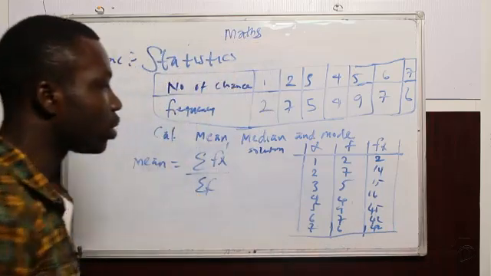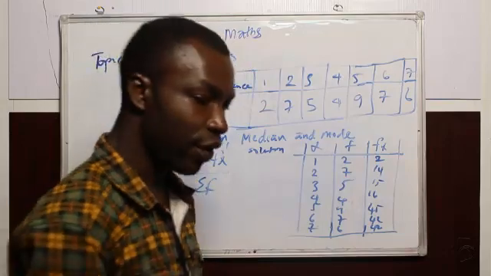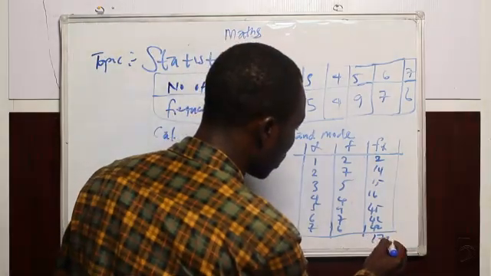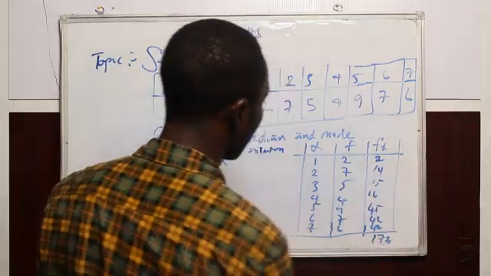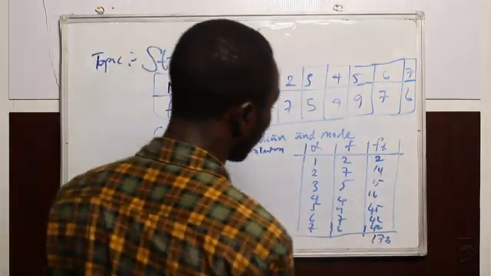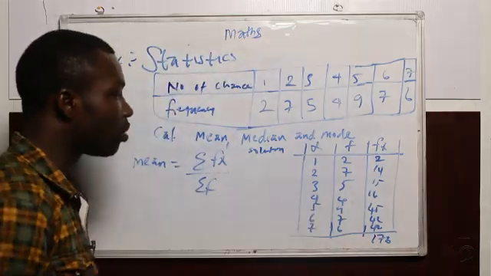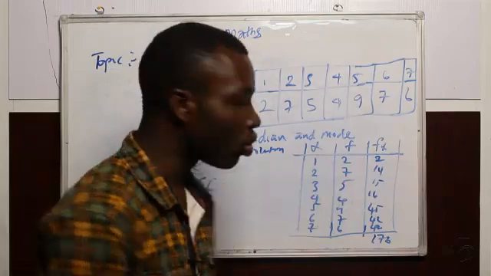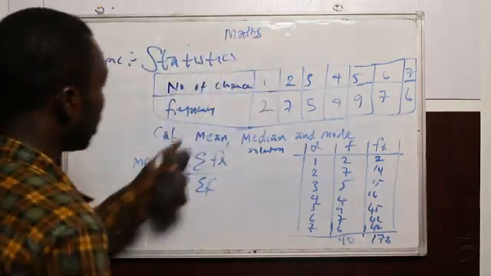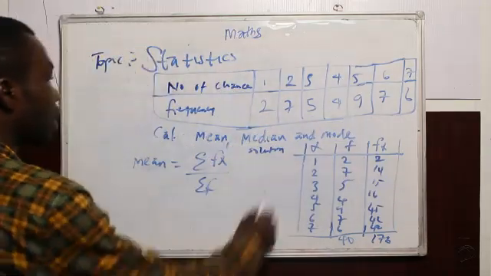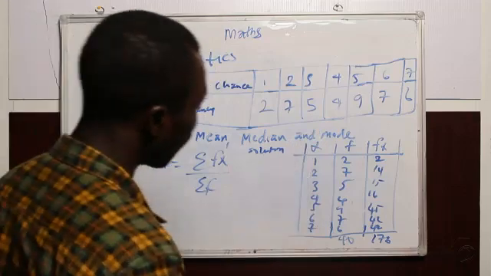Now, we have to know their sum. What is the summation of fx? The answer here is 176. Use your calculator: 2 plus 14 plus 15 plus 16 plus 45 plus 42 plus 42. The answer here is 176. What is the sum of the frequency in this question? The sum is 40. That is 40 students, and the number of chances that occur is 1, 2, 3, 4, 5, 6, 7.